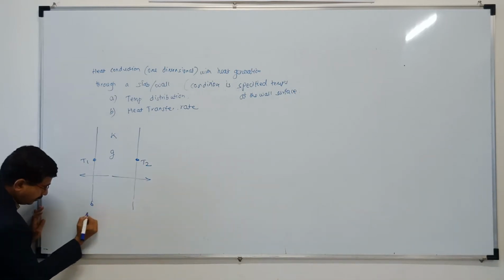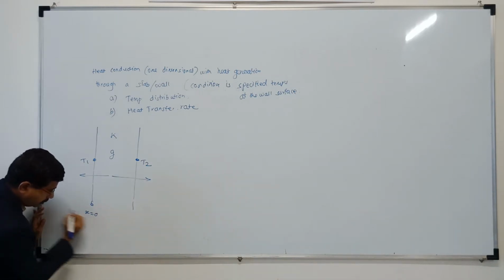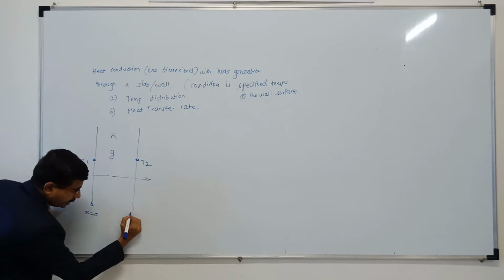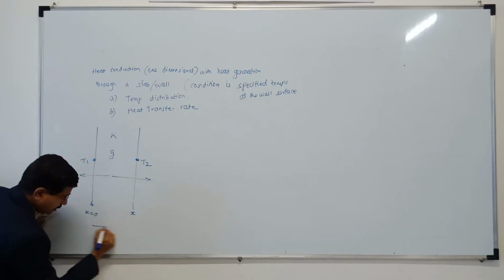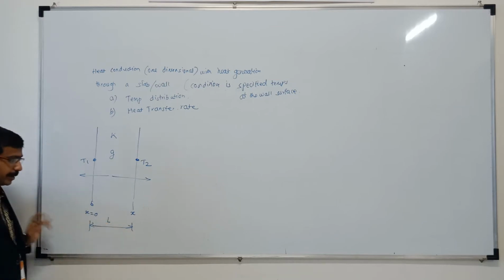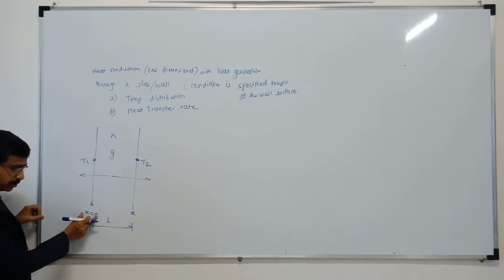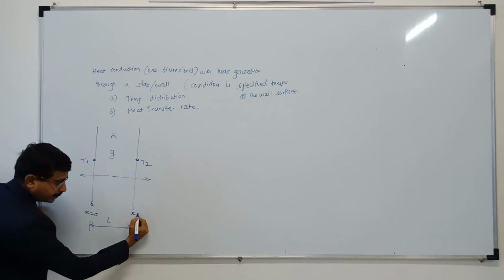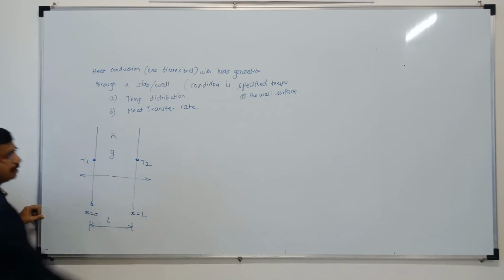Now here I am putting the limits. What is the value of x here? x is equal to 0. And what is the value of x here? Let us say this is the thickness of the wall from here to here. It is designated by letter capital L. So here x is equal to 0. So what is the value of x here? x is capital L. Okay.